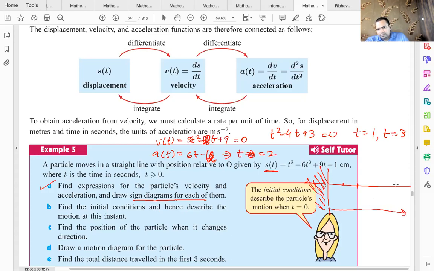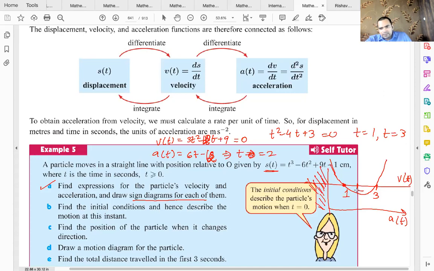So this is the velocity sign diagram, v of t, and I'm drawing a of t here. So for v of t, this is 1 here and this is 3 here. Now obviously you can put one value in each interval, but I know this is a happy face graph, so the graph of this is something like this.